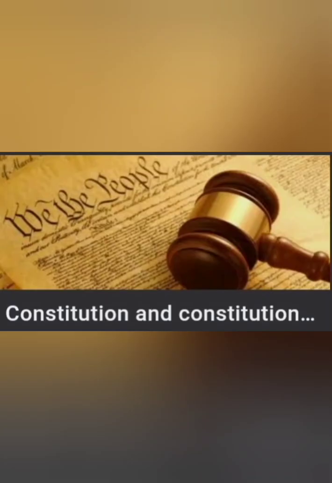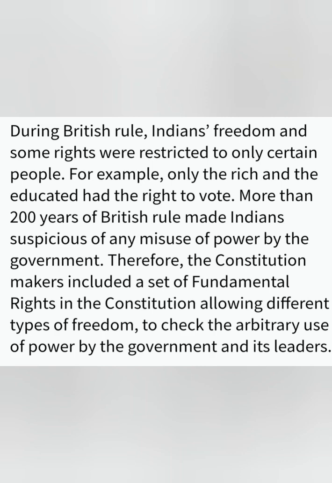Another important question: why was it important to give fundamental rights to people? Children, during British rule, Indians' freedom and some rights were restricted to only certain people. For example, only the rich and the educated had the right to vote. More than 200 years of British rule made Indians suspicious of any misuse of power by the government. Therefore, the constitution makers included a set of fundamental rights in the constitution, allowing different types of freedom to check the arbitrary use of power by the government and its leaders.